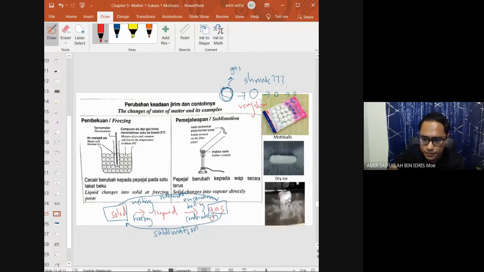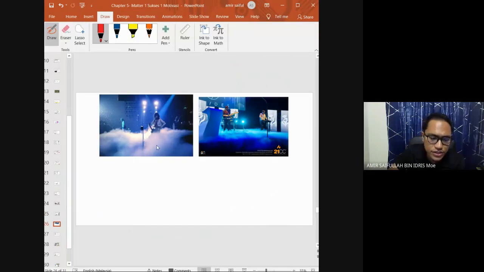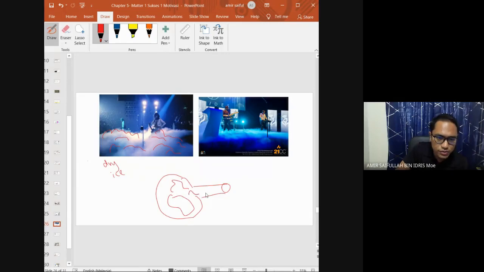So these are the examples. Alright, this is dry ice used in a concert. Usually at concerts you will see a lot of smoke. This is not smoke, nobody is grilling satay or cooking. This is actually dry ice. They put the dry ice in a machine, and it will pump out all the gas. So it gives a good effect.